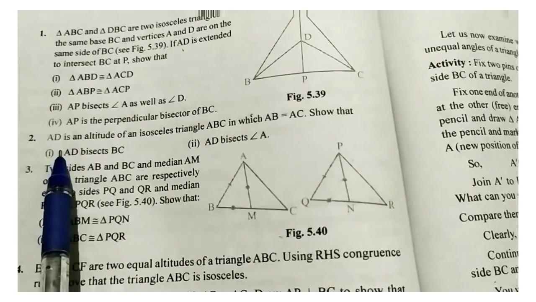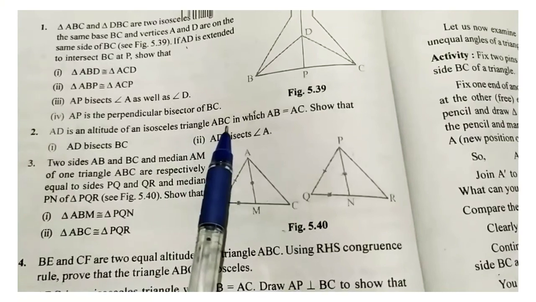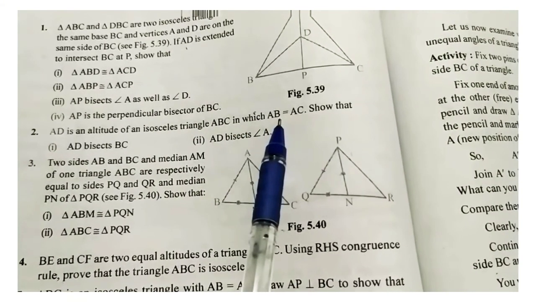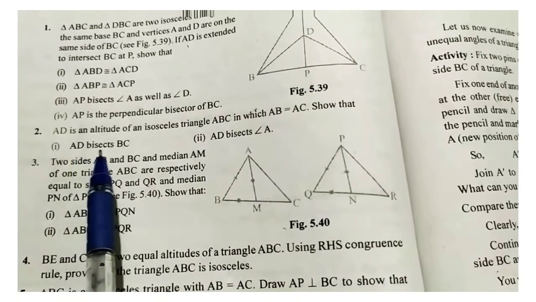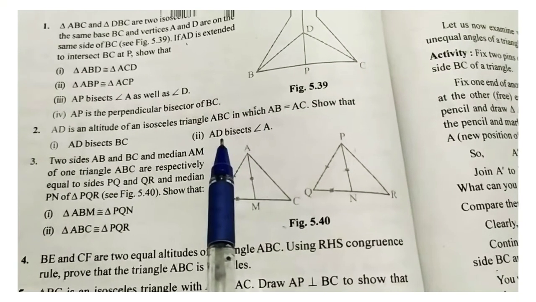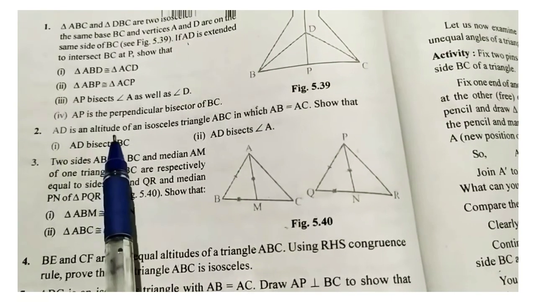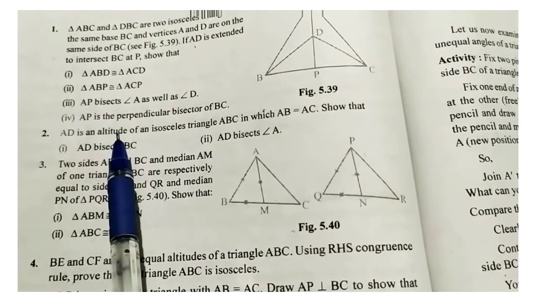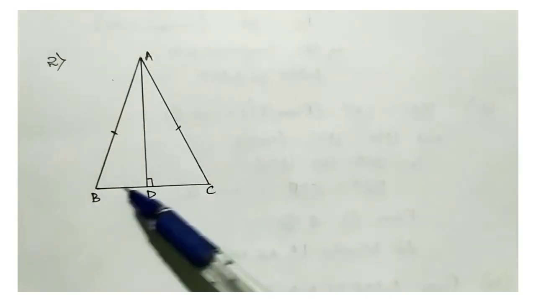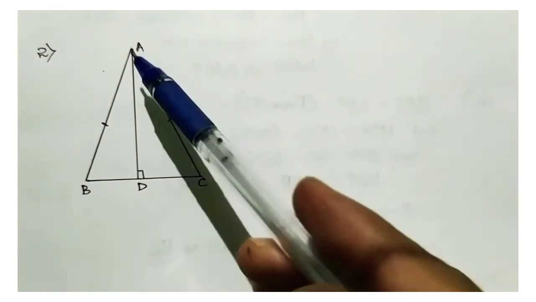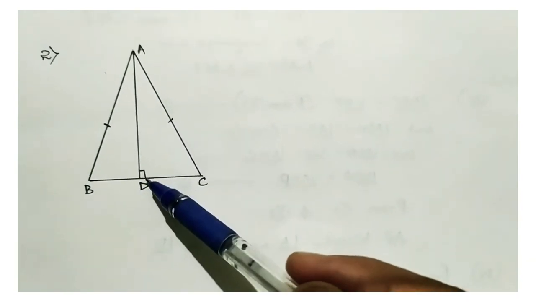Now the second question: AD is an altitude of an isosceles triangle ABC in which AB equals AC. Show that first, AD bisects BC, and AD bisects angle A. So AD is an altitude. Altitude means making 90 degrees with the opposite side. Here is the diagram, ABC with AB equal to AC and AD is the altitude.